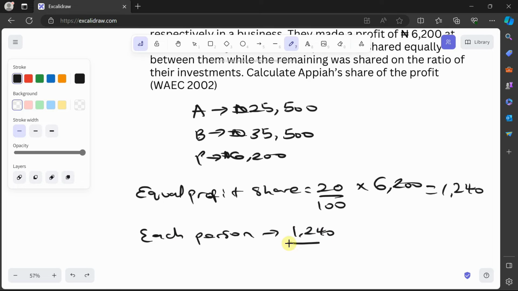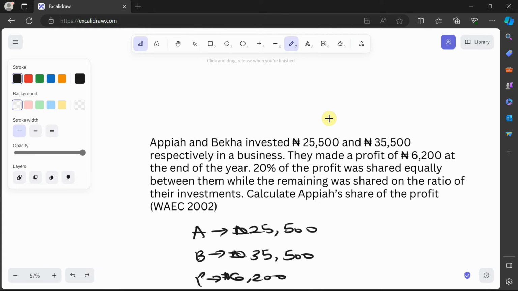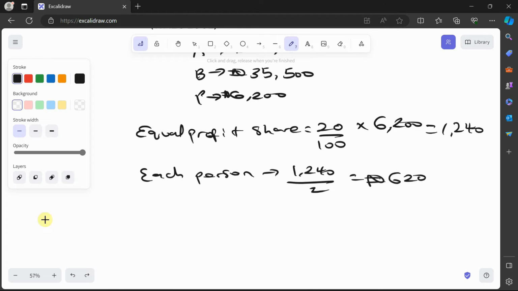You divide this value by 2. So if I divide this by 2, that will give me 620 naira. So each of them took 620 naira from this 20%. It now says that while the remaining, what is the remaining? So how much is remaining? Let's take it slowly. These are actually answer questions. I take it small after I read the whole thing.